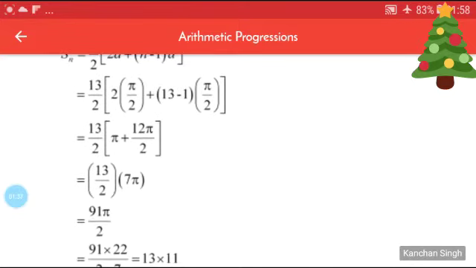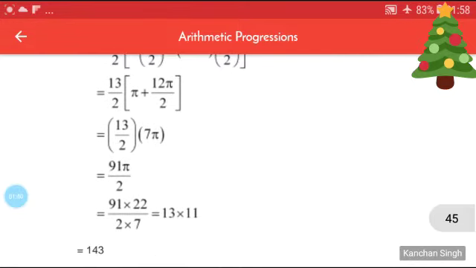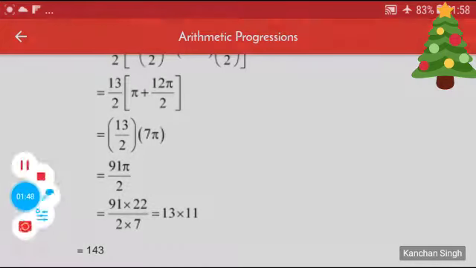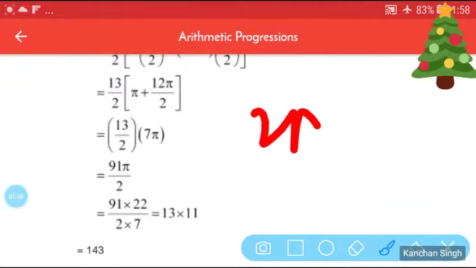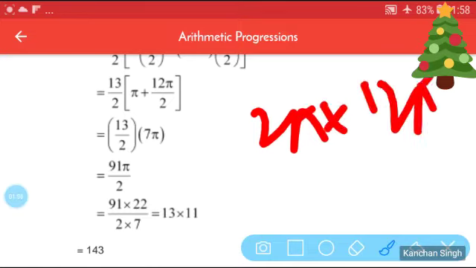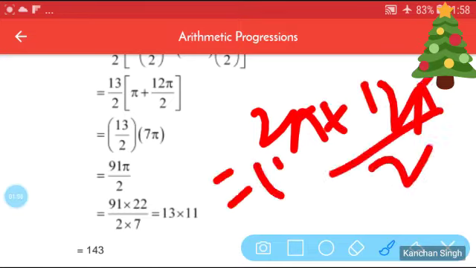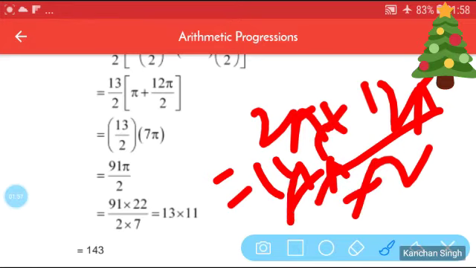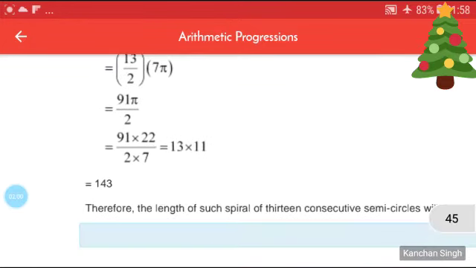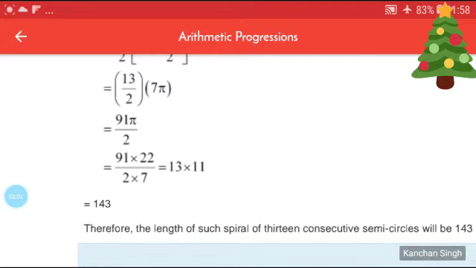So 13 by 2 into (pi plus 12 pi by 2). So 13 by 2, this becomes 2 pi plus 12 pi, how much? 14 pi by 2. 14 pi by 2 becomes how much? 7 pi. You know the calculation: 2 pi plus 12 pi by 2 becomes 14 pi by 2, and 14 pi by 2 means 7. So this becomes 13 into 7, that is 91 pi. So 91 into 22 by 7. We will use the value of pi as 22 by 7. So 13 into 11 becomes 143.